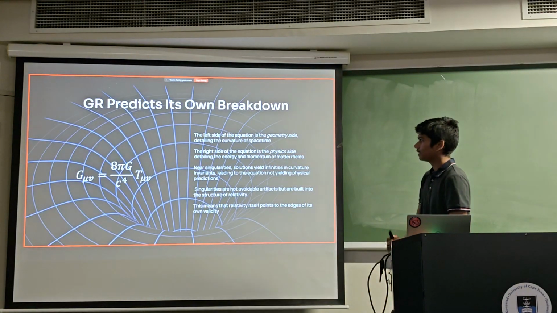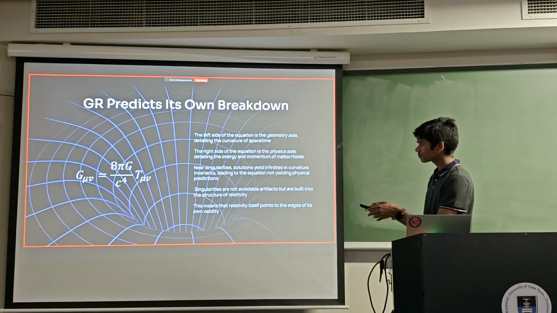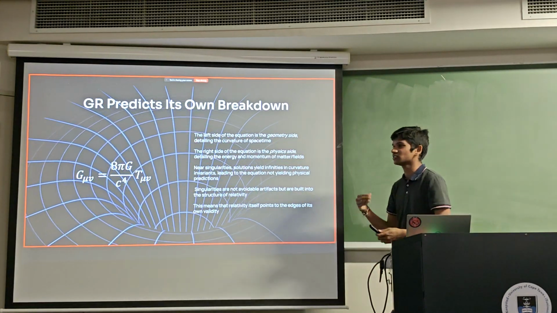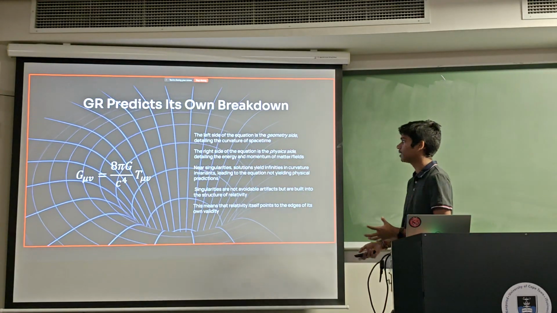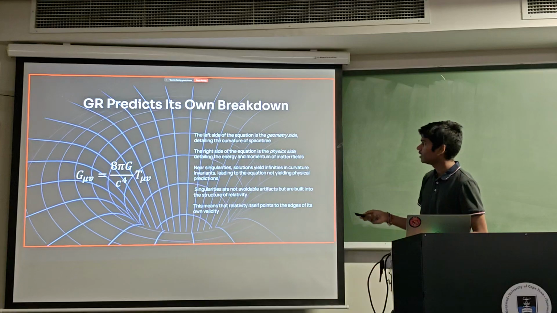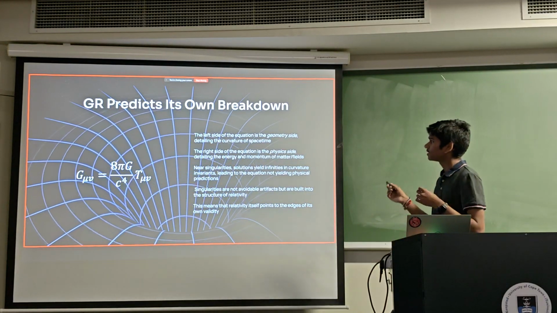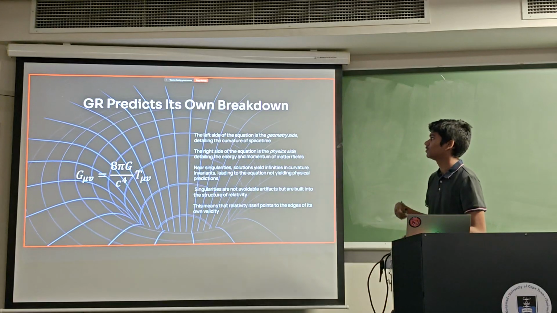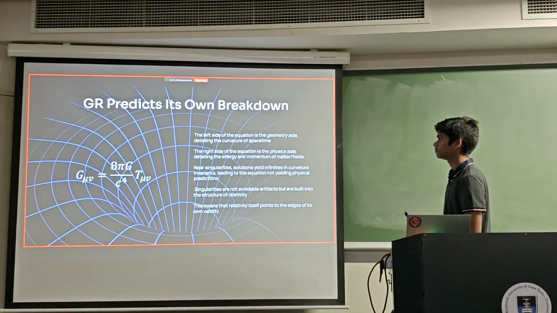Now, why did I just show you the field equation? Simply because this field equation predicts its own breakdown as you're approaching a singularity, and that's what's so beautiful about it. The right side of this equation, like I mentioned, is the physics side. It details the energy and momentum of matter and fields, and the left side is the geometry side, which details the curvature of space-time, how space-time curves, and stuff like that.